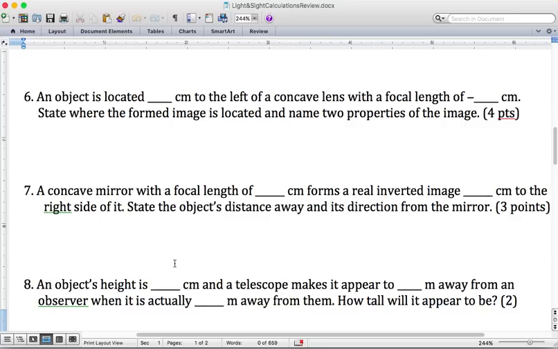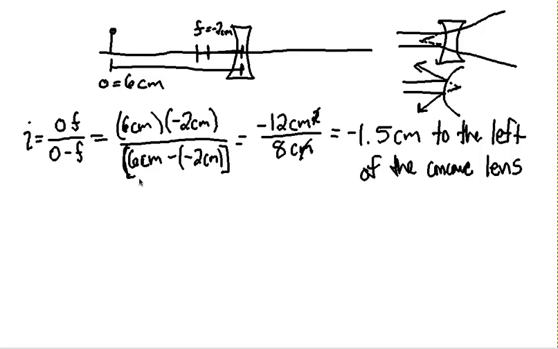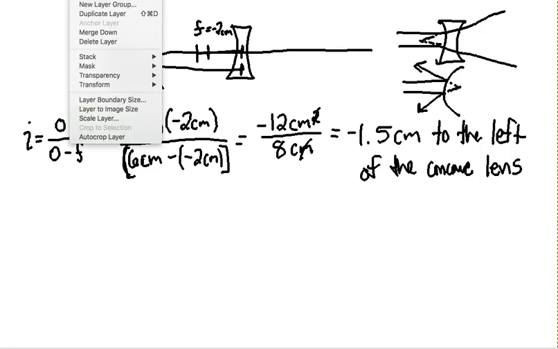So what we have here is an object's distance, an image distance, and I guess a magnification factor, which isn't really that hard to understand. Let's move on to a new layer here.